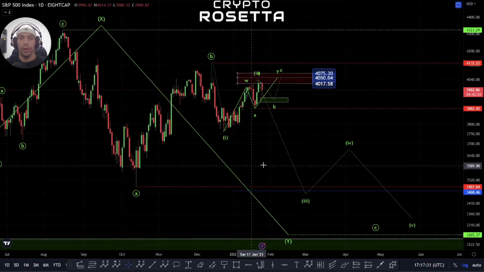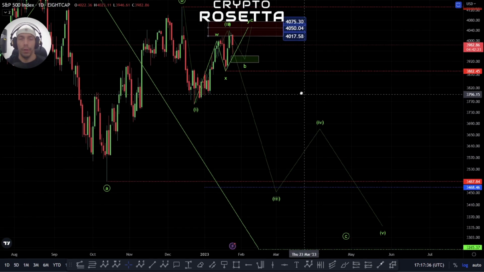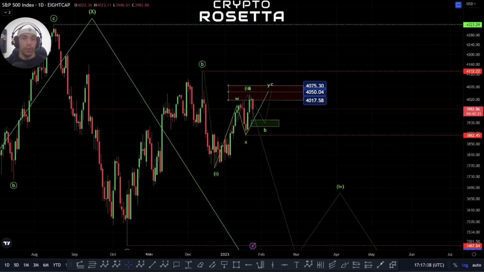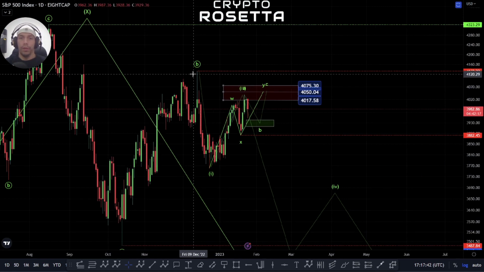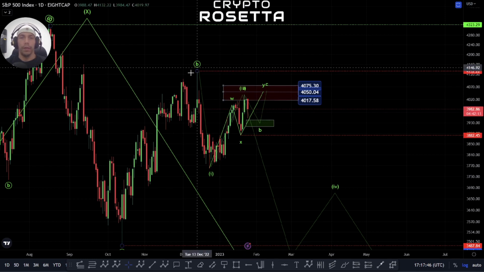So we'll have to see how the structure develops, but for the most part I think at the moment we are just looking at a corrective structure here. So within this, I'm treating this as a completed move into this high point, and until it proves that wrong, I'm going to continue looking at it. We'll go over what it can be if it does take this high point again.